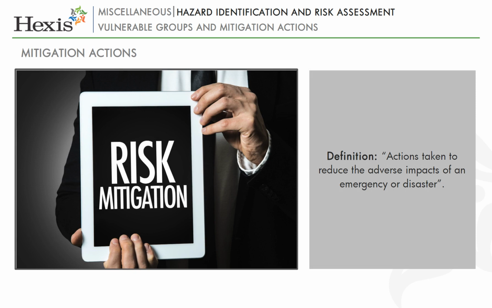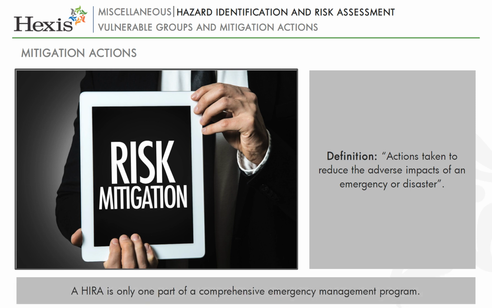Mitigation is defined as actions taken to reduce the adverse impacts of an emergency or disaster. A HIRA is only one part of a comprehensive emergency management program. Once the risk for each of the hazards is known, it is vital that attempts be made to reduce their risks, beginning with the hazards identified as having extreme and very high levels of risk.